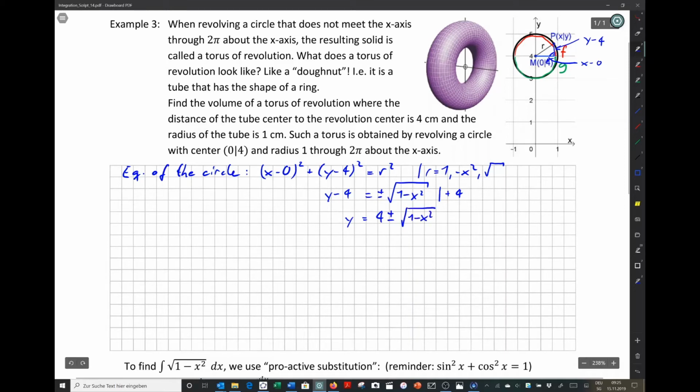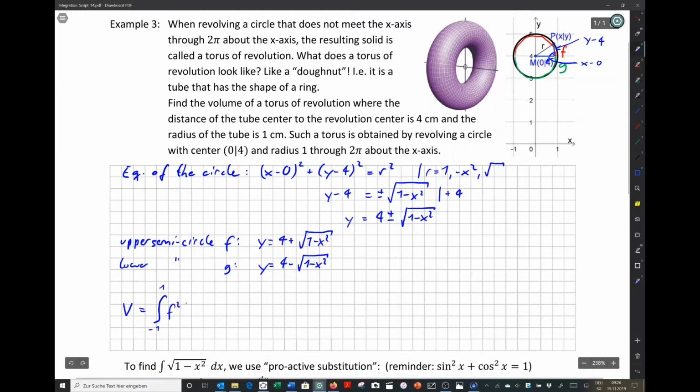As a last step, we add 4, we get y equals 4 plus or minus the square root of 1 minus x squared. And this leads directly to the function equations corresponding to the upper semicircle and the lower semicircle, f and g, namely y equals 4 plus the square root of 1 minus x squared and y equals 4 minus the square root of 1 minus x squared.